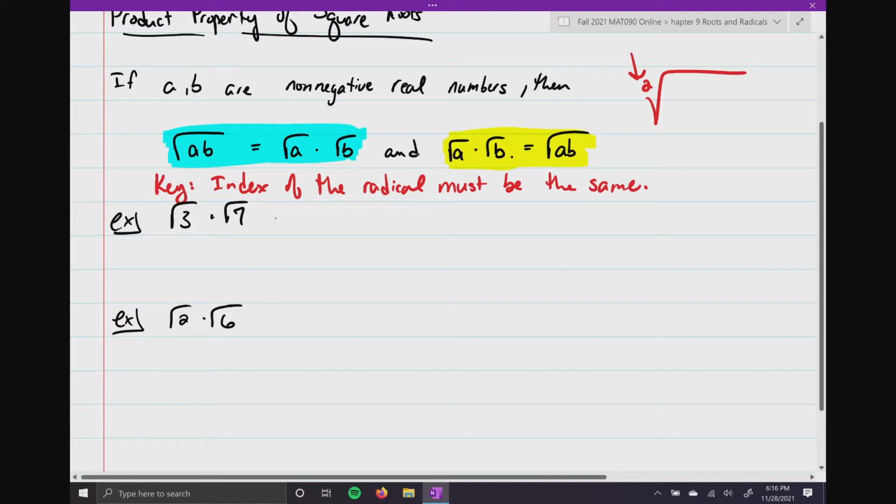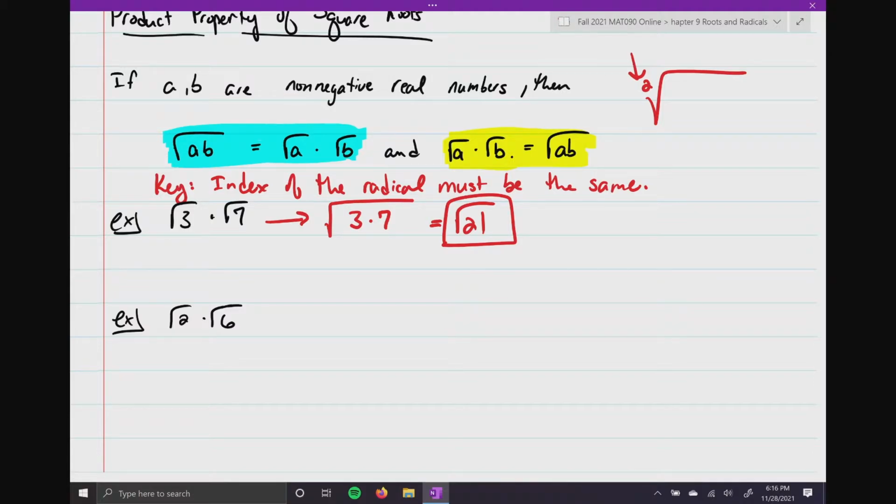The first one is just going to be the square root of 3 times the square root of 7, which means I can write it as one radical, and then multiply 3 times 7 underneath to give me the square root of 21. Now, with the second example, it's a little bit more complex, because if you notice, the square root of 2 and the square root of 6, neither of those simplify any further. They are what they are.